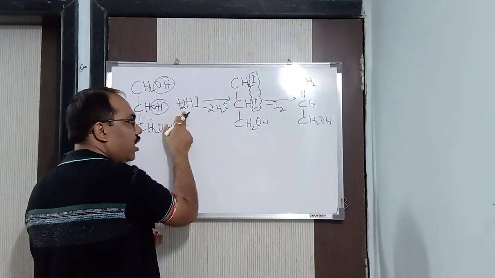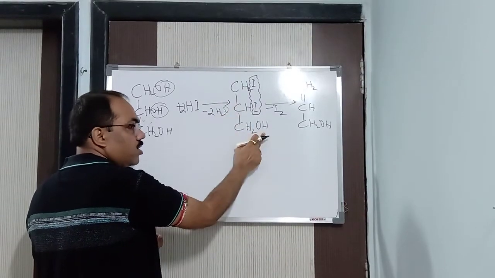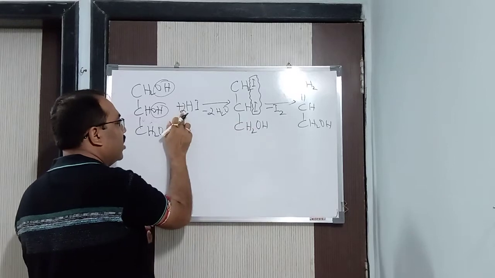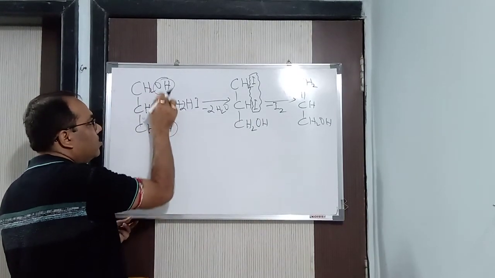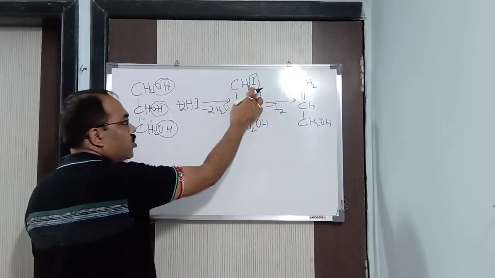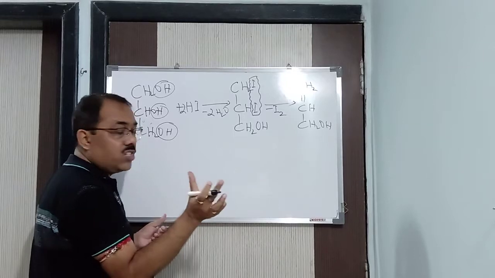If I take 3HI, then you will be getting CH2I single bond CHI single bond CH2I. Let me tell you, listen carefully. If I take 3HI, then the 3 OH groups will be replaced, 1, 2, 3. And you will be getting CH2I, CHI, CH2I. That is with an excess of HI. Mind it, with excess of HI, I will be getting this.